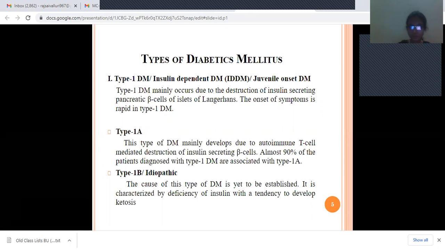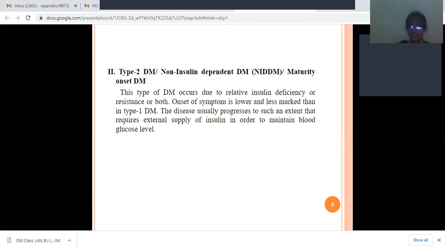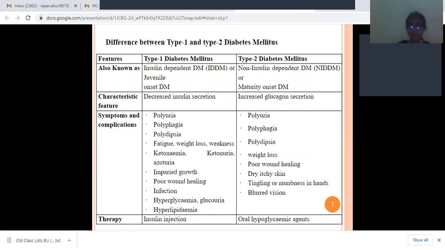So this occurs because of the destruction or the deficiency of the insulin in the body. Next, type 2 is known as non-insulin dependent diabetes mellitus. It occurs because of insulin deficiency in our body. Next, let's see what is the difference between type 1 and type 2 diabetes mellitus.